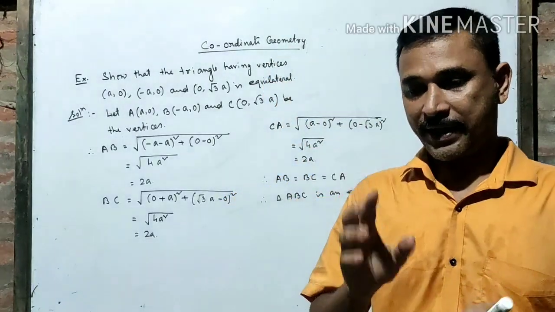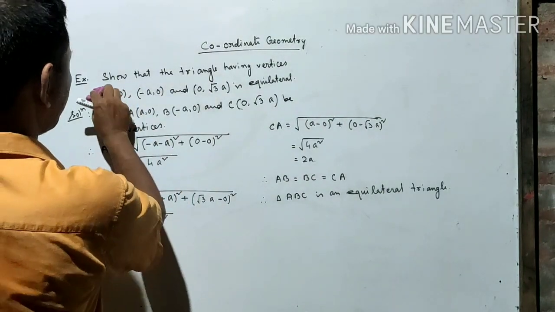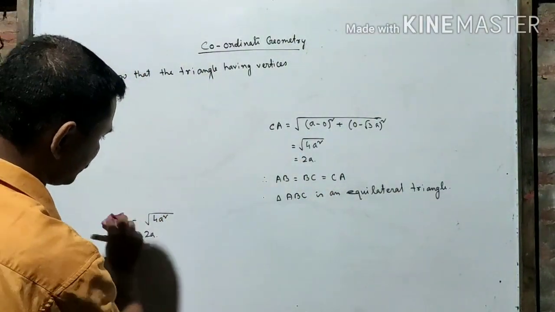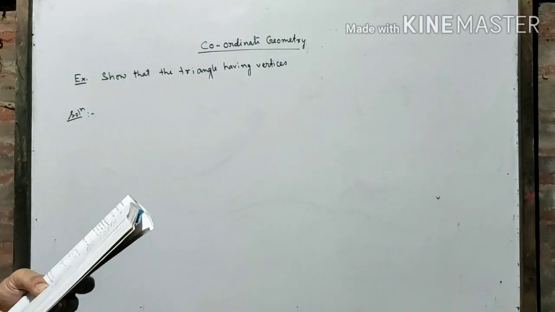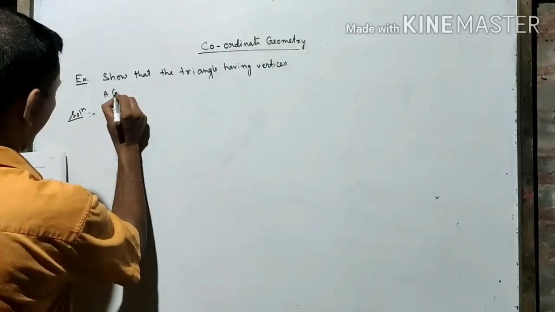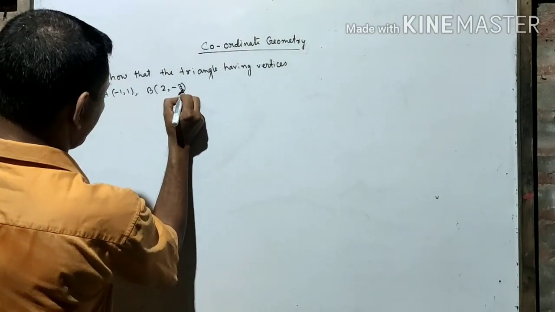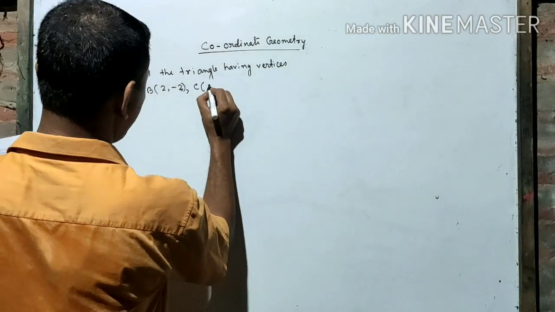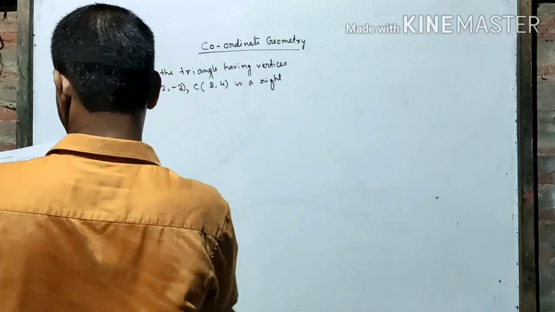If by giving three vertices... let me do one example. Show that the triangle having vertices A(-1, 1), B(2, -2) and C(8, 4) is a right angled triangle.